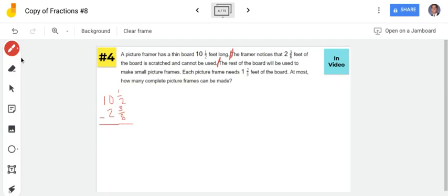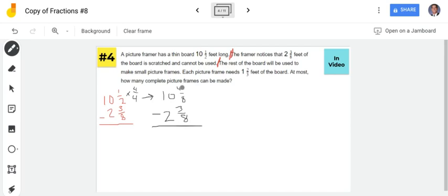Again, we're subtracting fractions, and so I need a common denominator. I know that I can get the denominator 2 to be 8 by multiplying by 4 over 4, right? And so this will become 10 and not 1/2, but now 4/8. Okay, so it's 10 4/8, and I'm going to subtract the part of the board that's no good and can't be used. So I'm going to subtract 2 3/8.